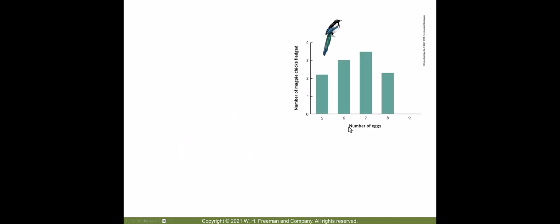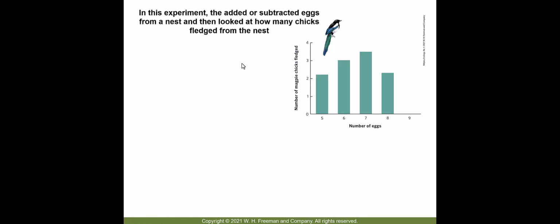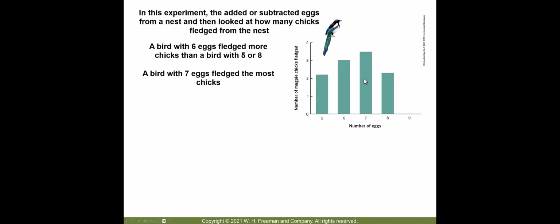Here we're looking at a graph that shows number of eggs and the number of chicks that are fledged. In this experiment, they added or subtracted eggs from a nest, and they looked to see the effect of changing number of eggs on the number of successful chick fledglings a nest would have. Now we see here a nest with 6 eggs in it will fledge more chicks than one with 5 or one with 8. So it's doing better than those two. But we see here this nest that has 7 actually has the highest fledgling success, the most chicks fledged there.